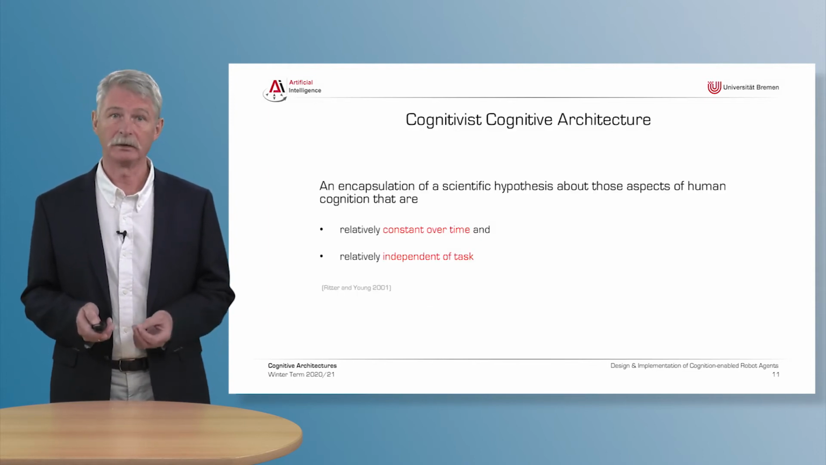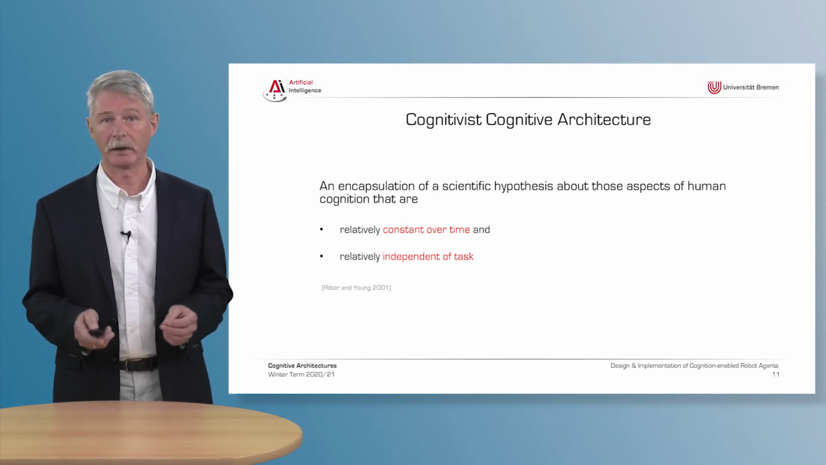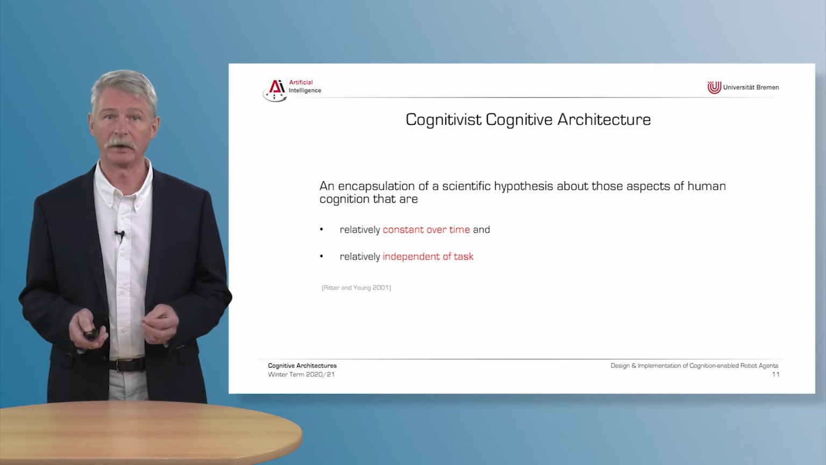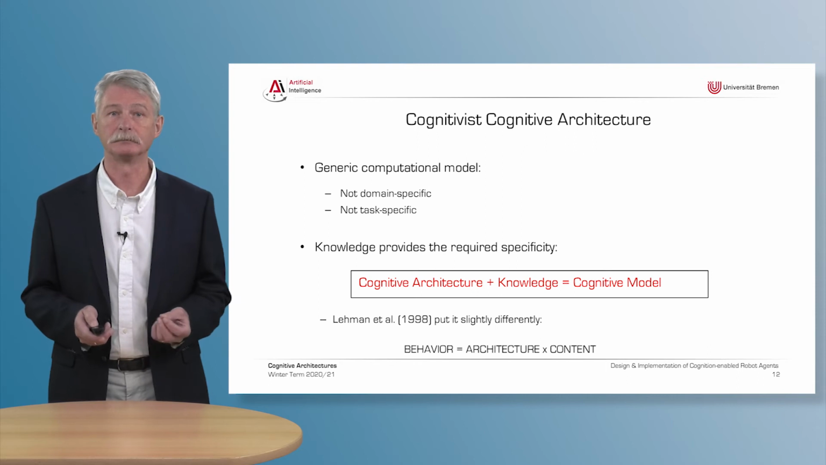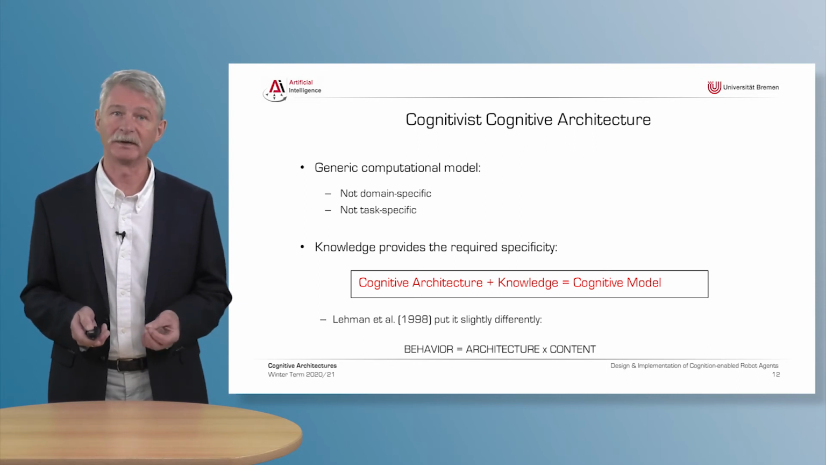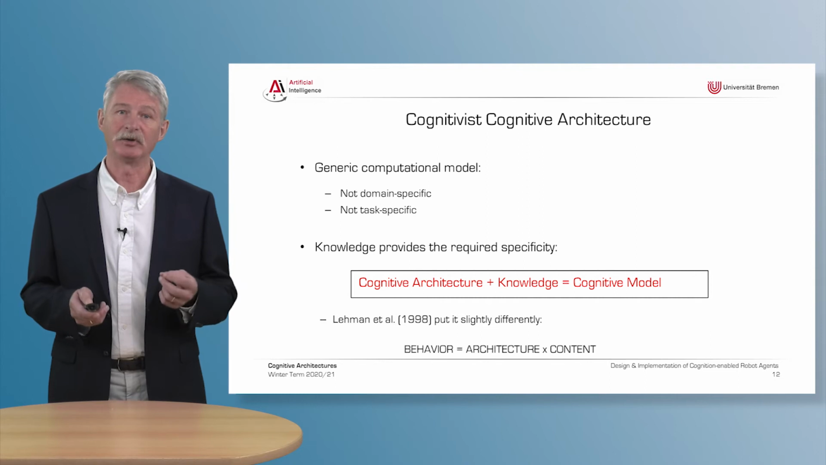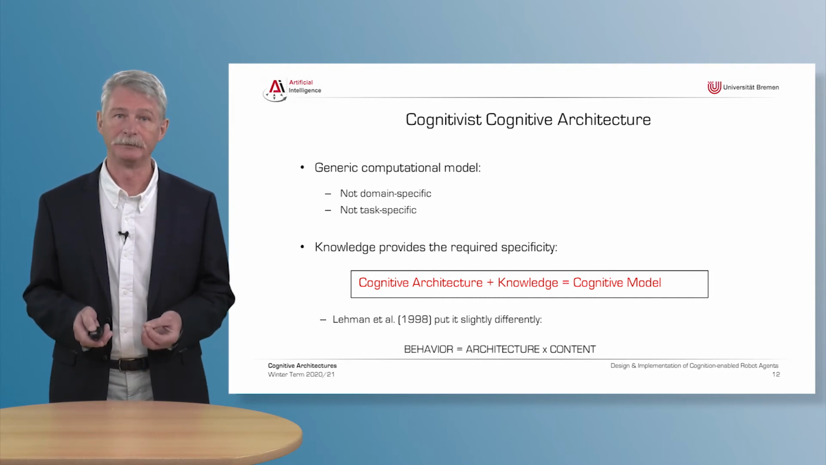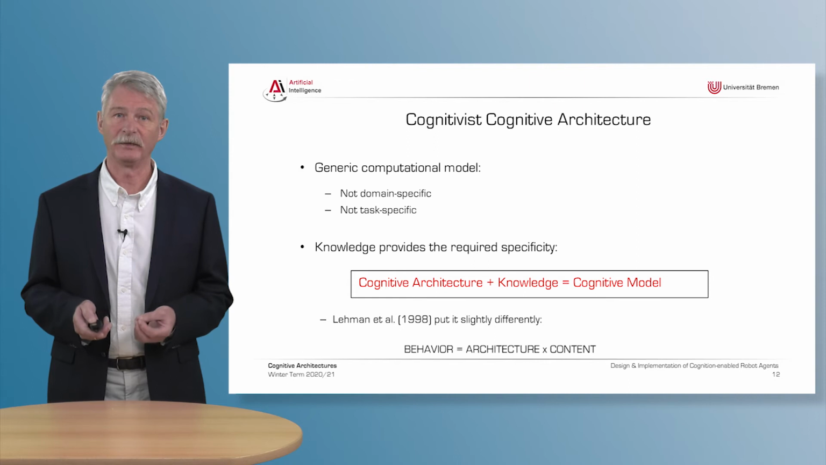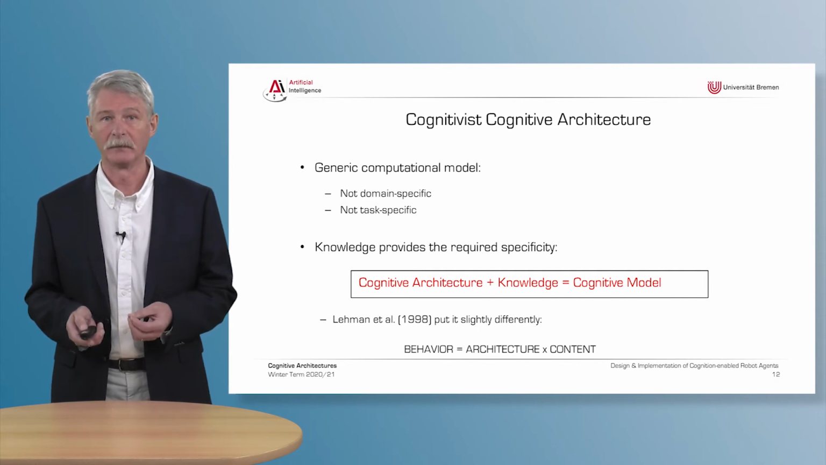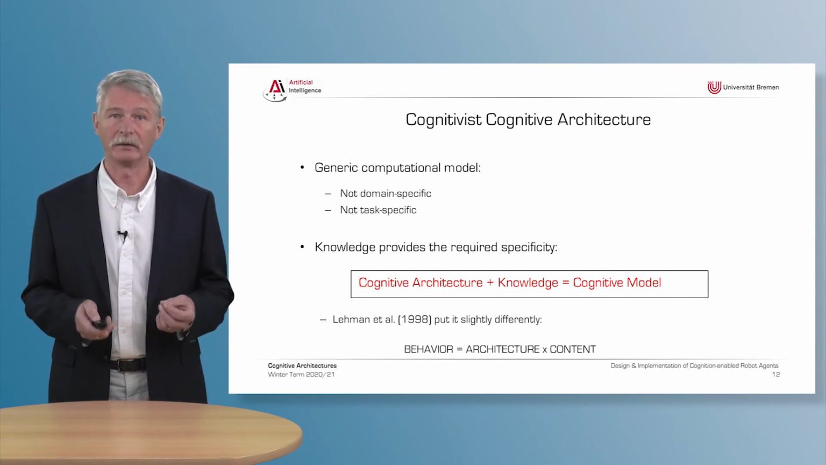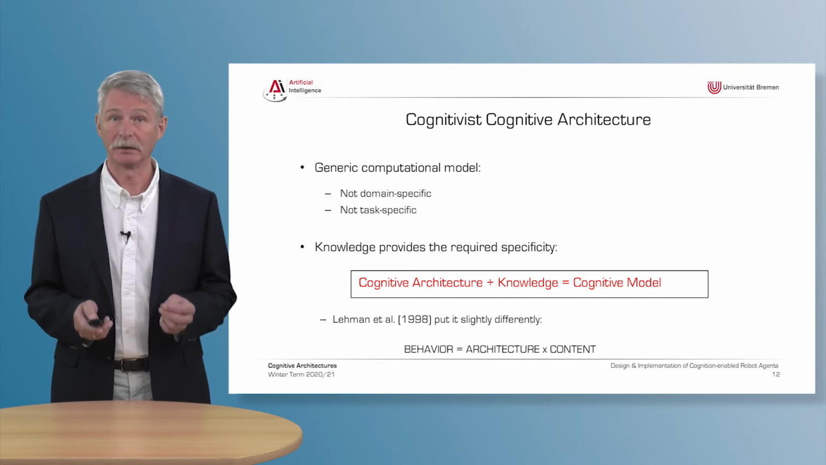A cognitivist cognitive architecture, then, is a hypothesis about the aspects of cognition that are relatively constant over time, relatively independent of the task currently being carried out. This means that the cognitivist cognitive architecture is a generic computational model. It isn't tied to a specific domain or a specific task. The domain and task information is provided by knowledge. And when you add the knowledge to the cognitive architecture, you get the complete cognitive model.